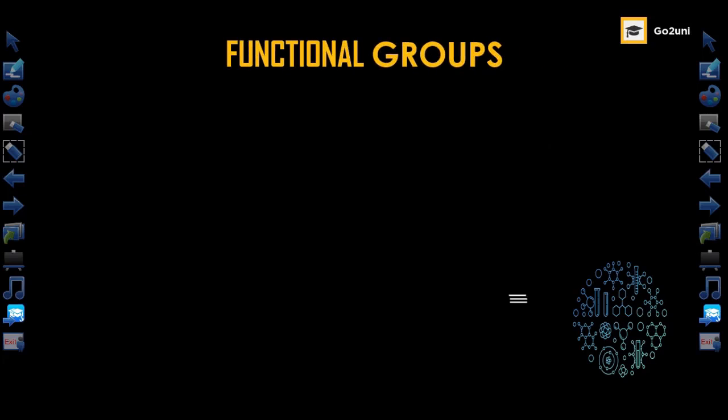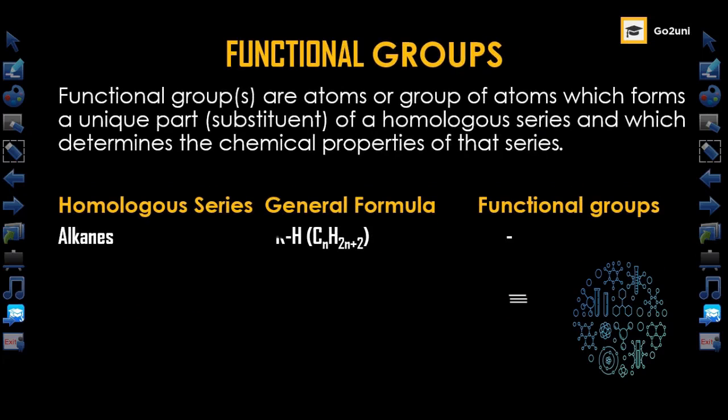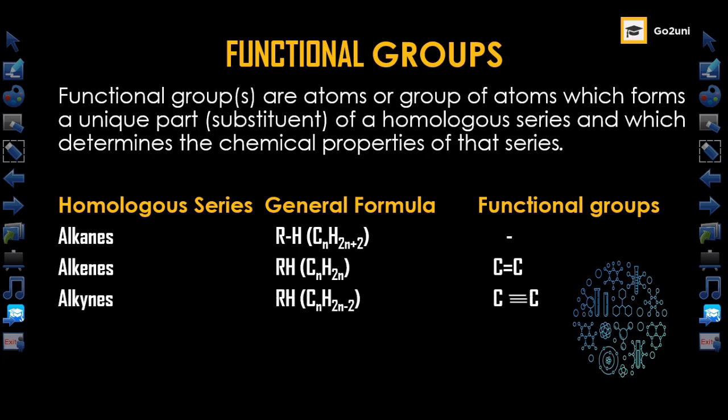So next, we shall be talking about functional groups. What are functional groups? They are atoms or groups of atoms which form a unique part of a homologous series. That is to say, functional groups are certain species attached to any given homologous family which impart chemical characteristics to that homologous family. They are the most important aspect of that family, what gives or defines its characteristics.